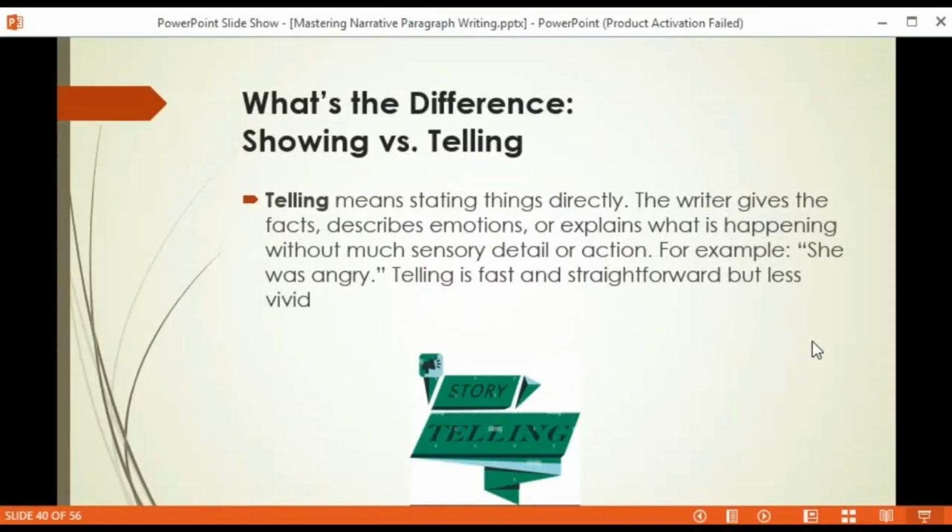What is the difference? Showing versus telling. Telling means stating things directly, like saying facts. The writer gives the facts, describes emotions, or explains what is happening without much sensory detail or action. For example, she was angry. Telling is fast and straightforward, but less vivid. Next, please.